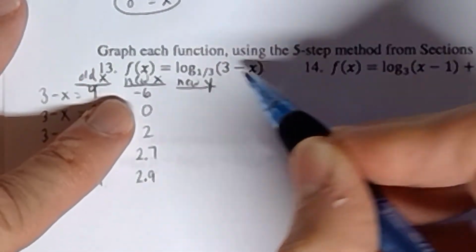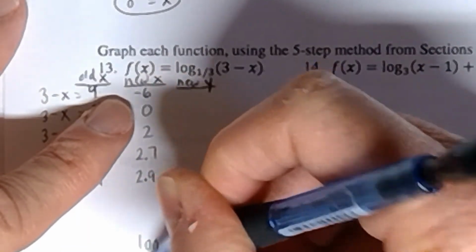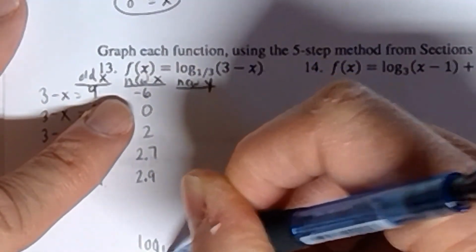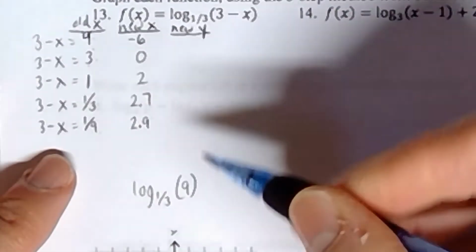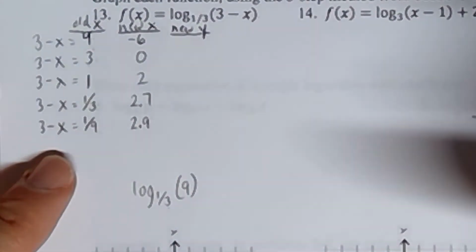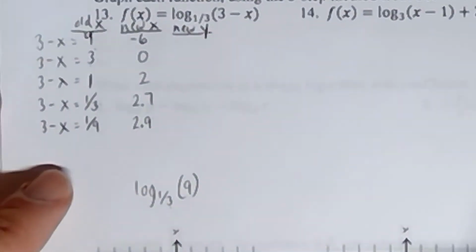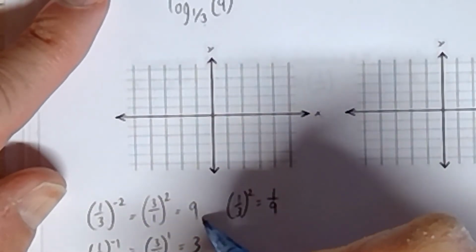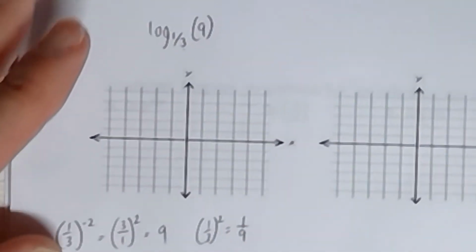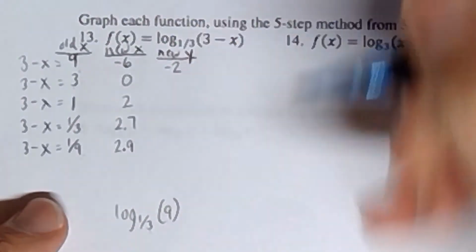If I plug in -6, I get 3 minus -6, which is, let's write it down here. 3 minus -6 is 9, isn't it? So what they're saying is, 1/3 to what power is equal to 9? Well, we found out down here that 1/3 to the -2 power is equal to 9. And so that answer is going to be -2.